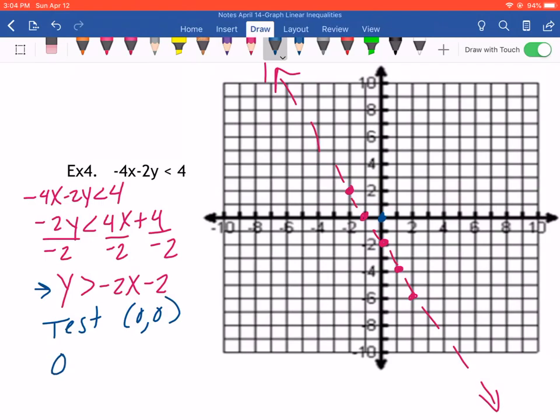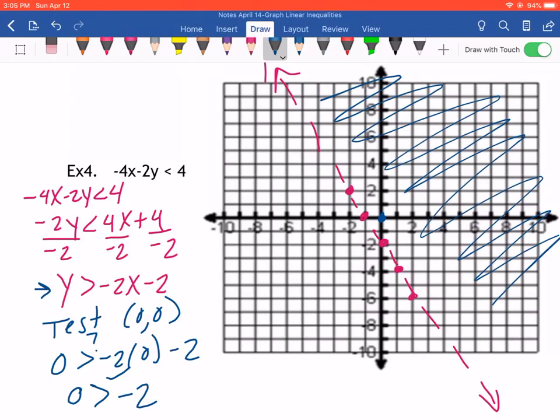So I want to know if 0 is greater than -2 times 0 minus 2. All right, so this is my question. Is 0 greater than -2? And the answer is yes. We know that 0 is in fact greater than -2. Therefore, I'm going to shade where the point 0, 0 is, which is above the line.